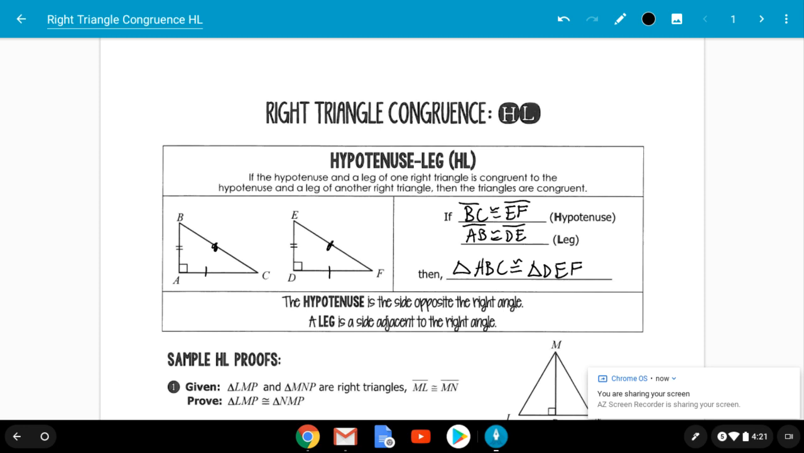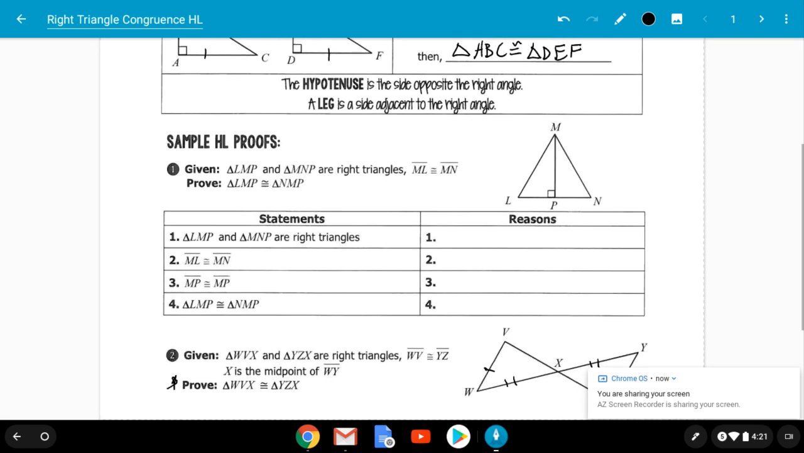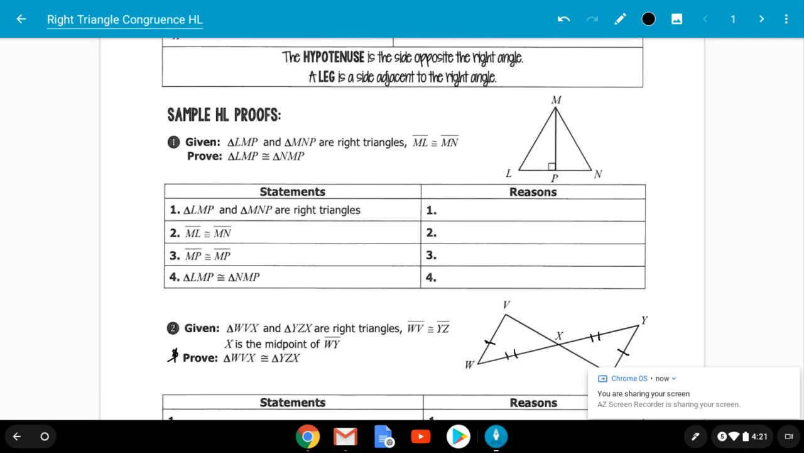Alright, so let's actually look at some proofs dealing with just HL here. The first one says triangle LMP and triangle MNP are right triangles, and line segment ML is congruent to line segment MN, and we want to prove that triangle LMP is congruent to triangle NMP. What you should do with any proof is try to mark your figure or do whatever you need to do based on what they gave you. The first part says the two triangles are right triangles, so that means it must have right angles somewhere. They filled one in for you, I'm just going to fill in the other side. And then it says ML is congruent to MN. Okay, I'm going to mark it down. They told me so.